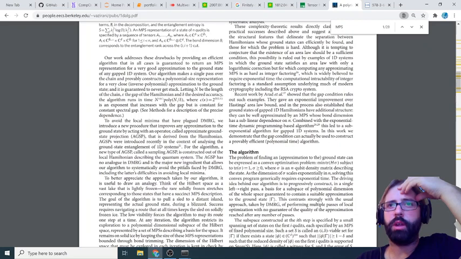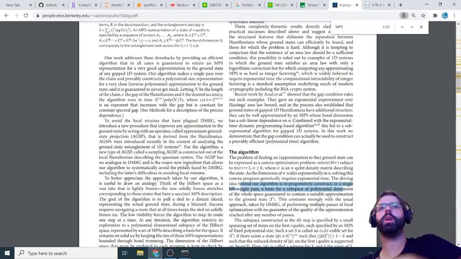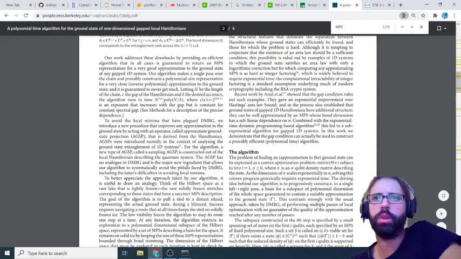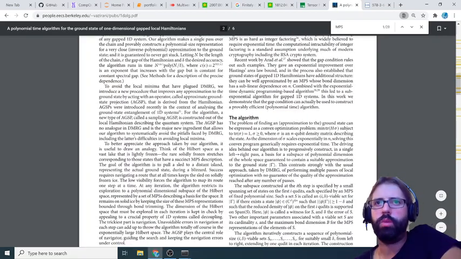The driving idea behind the algorithm is to progressively construct in a single left-right pass a basis for a subspace of polynomial dimension of the whole space, guaranteed to contain a suitable approximation of the ground state. Solving this convex program generically requires exponential time. The driving idea behind our algorithm is to progressively construct in a single left-right pass a basis for a subspace, blah blah blah. This contrasts strongly with the usual approach taken by the DMRG of performing multiple passes of local optimization with no guarantee of the quality of the approximation. Wow.